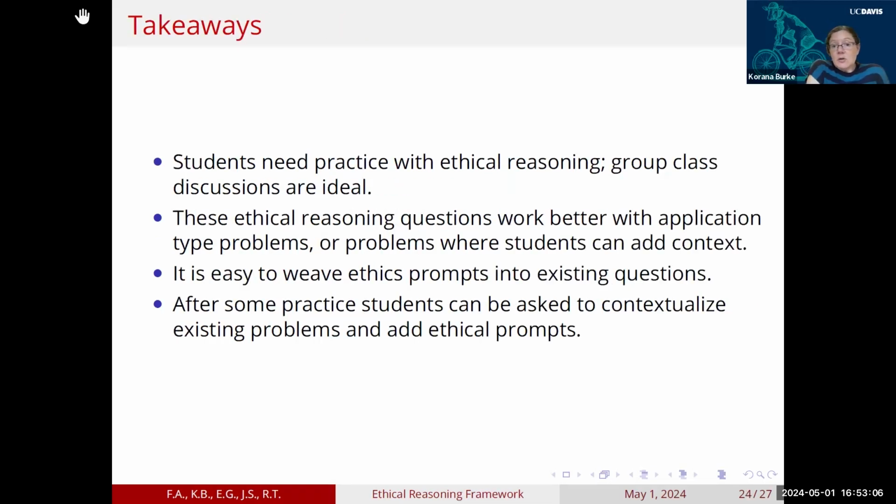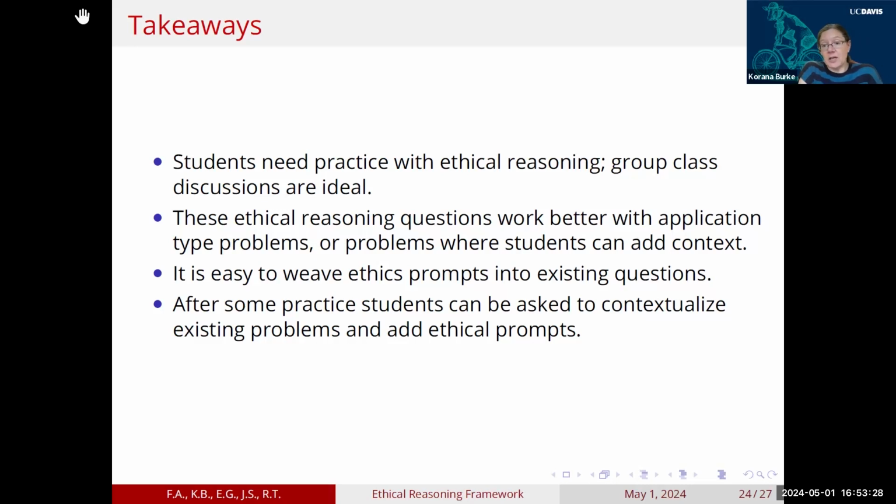Okay, so the main takeaways are that you need to do this in groups. There was a reason why we put you in breakout rooms, because wonderful conversations happen when people talk to each other, but we also need to get our students talking to each other. And they work better with applications.